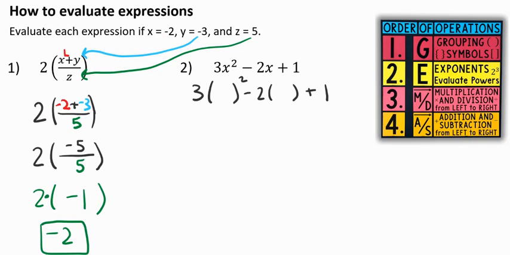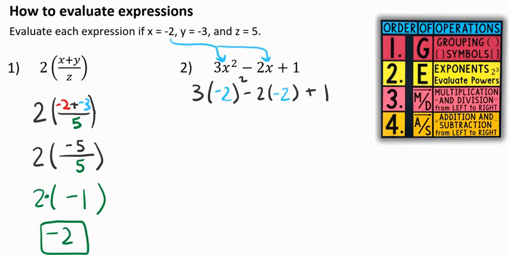Okay, so again, x is -2, so I'm going to plug in -2 here and here. So anywhere you see an x, you'll plug it in. All right, so -2 and -2. All right, so we're using GEMDAS again.